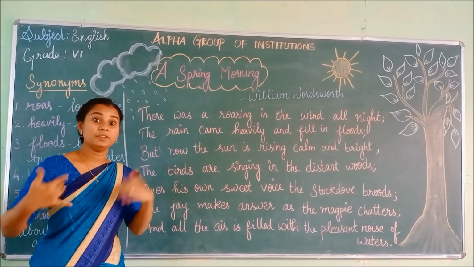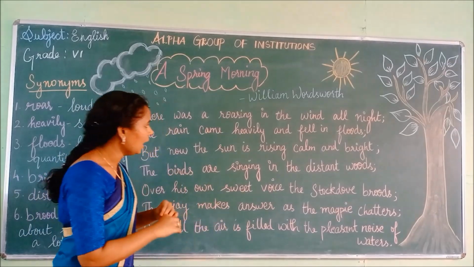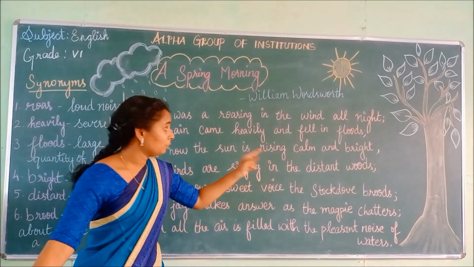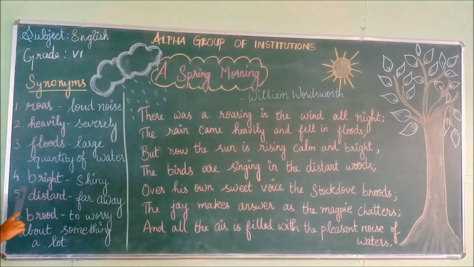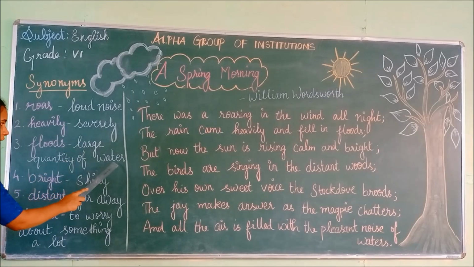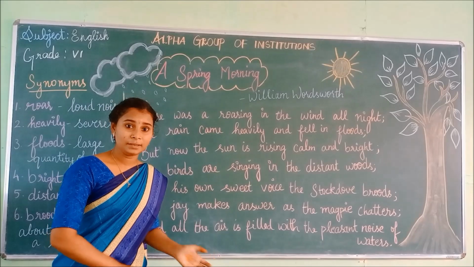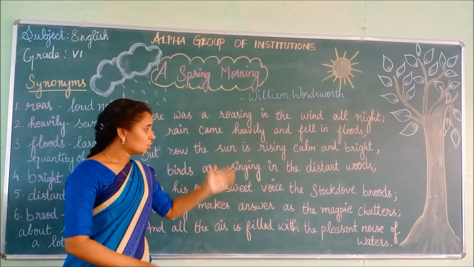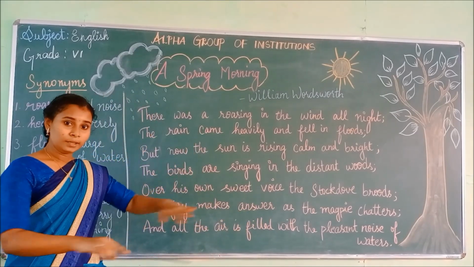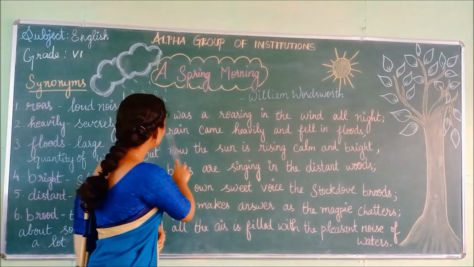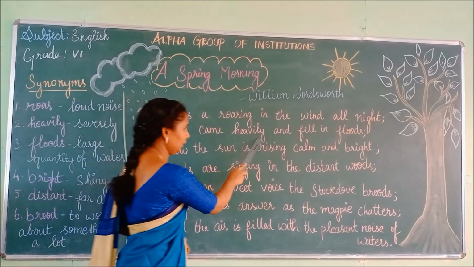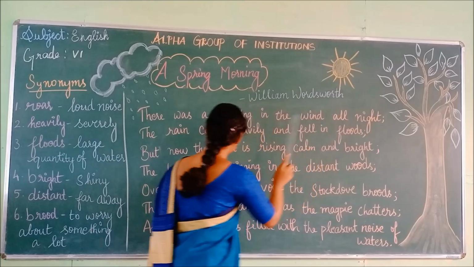Which means heavy rain. It was raining heavily and fell in floods. What do you mean by floods? Here, a large quantity of water. So what happens? When we get heavy rain, it becomes a flood, isn't it? So due to heavy rain, there happened to be a flood. So the rain came heavily and fell in floods.